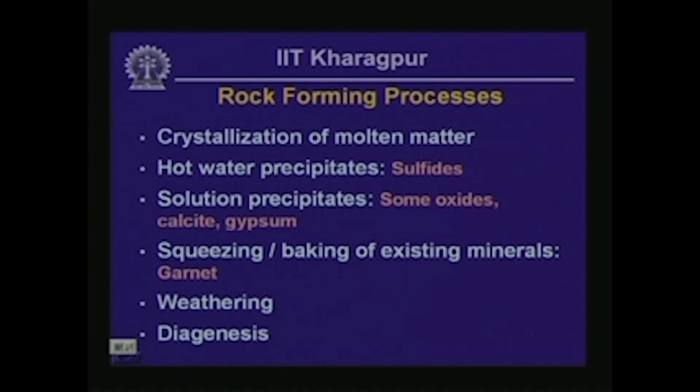And then we have alteration of rock structure, and this is really squeezing and baking of existing mineral. In that process, the identity of the original mineral, the chemical characteristics of the original nature, gets altered, and what you end up with is a rock of different characteristics, and one of the minerals that is formed in this manner is the garnet group of minerals. Then the fourth one is weathering.